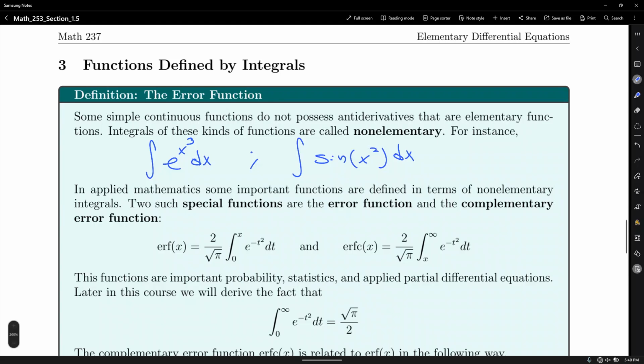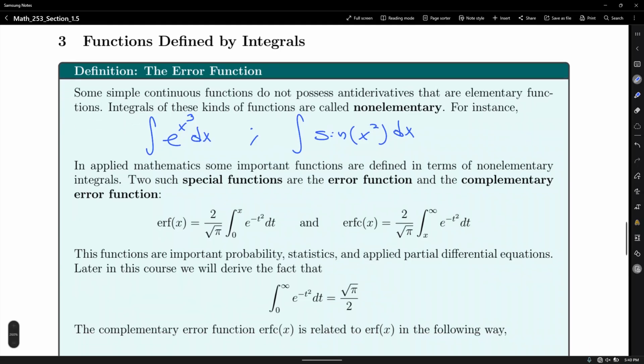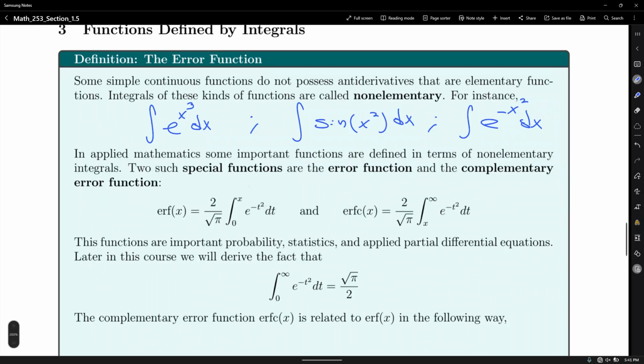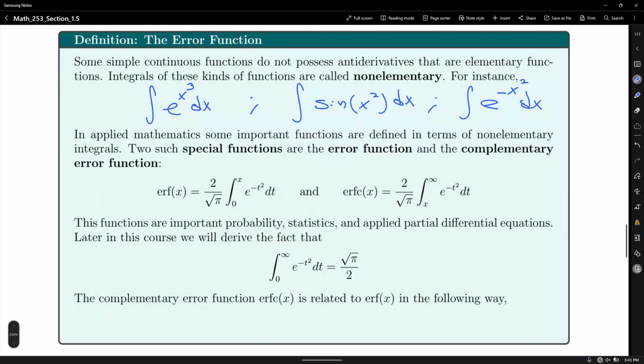Well, so there is this function, the integral of e to the negative x squared dx, which is this special function called the error function. The error function is defined as 2 over root pi times the integral from 0 to x of e to the negative t squared. And we also have its complementary function, where we go from 0 to x, and then the complement goes from x to infinity.